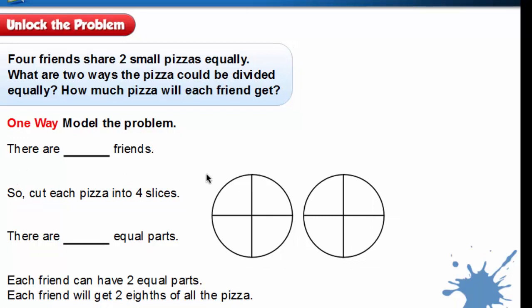One way is to model the problem. There are how many friends? Good, there are 4 friends. So we cut the pizzas into 4 slices. There's 2 pizzas, cut them each into 4 slices. So how many equal parts are there? Yeah, there are 8 equal parts. So each friend can have 2 equal parts. Each friend will get 2/8 of all the pizza because there's 8 total, so each friend gets 2 out of those 8 equal parts. That seemed easy. Let's look at another way that we can solve this problem.